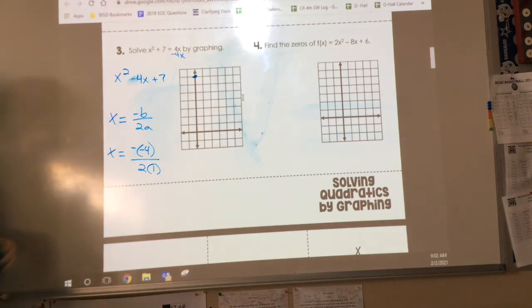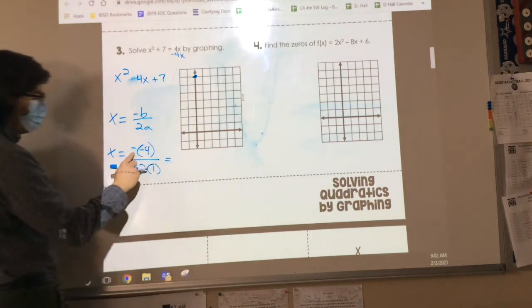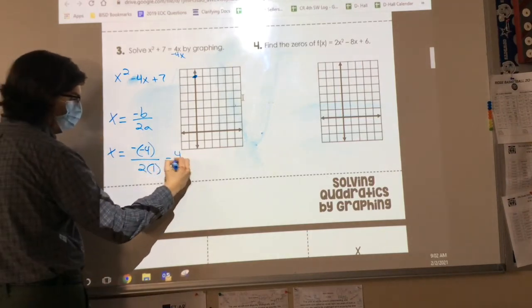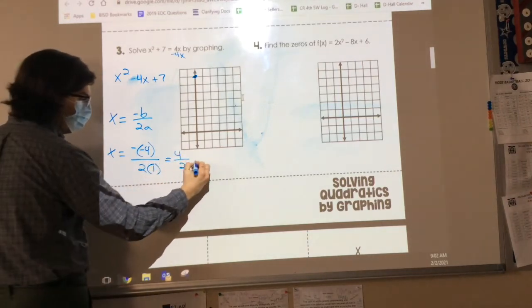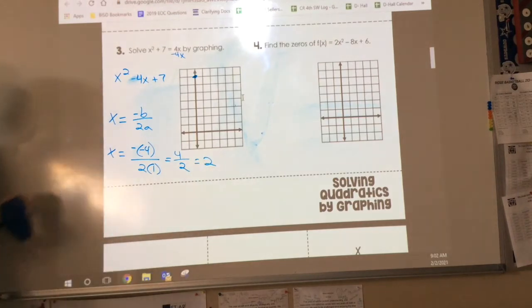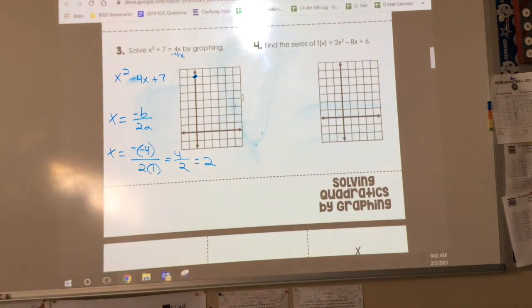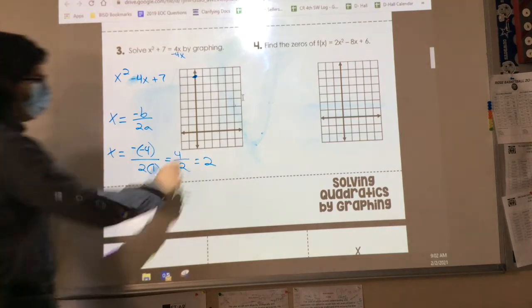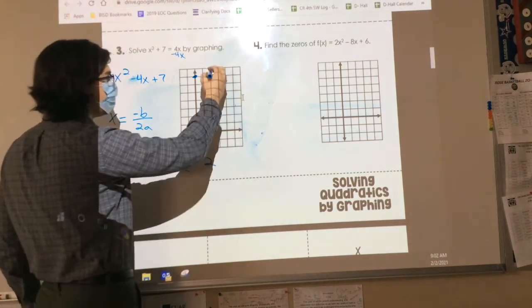All right, now if we just solve it out, negative 1 times negative 4 gives me a positive 4. 2 times 1 gives me a 2, which simplifies down to 2. So here's what this means. My axis of symmetry, my invisible line, is going to cross at 2. So here's 1, here's 2.